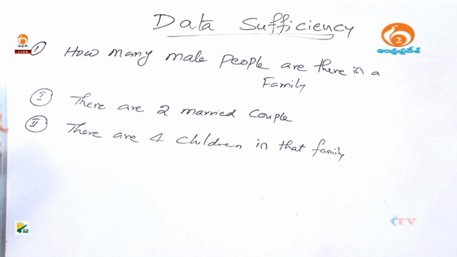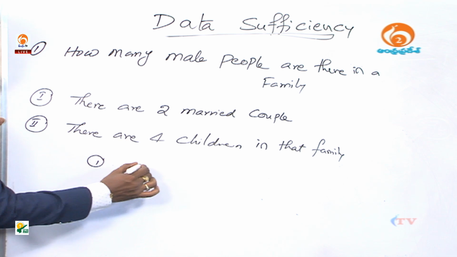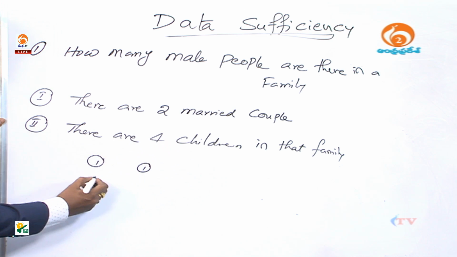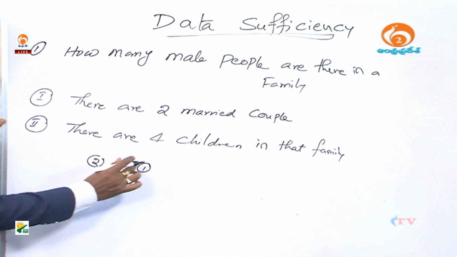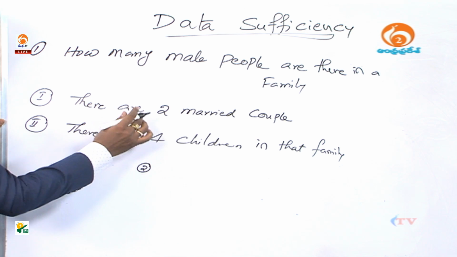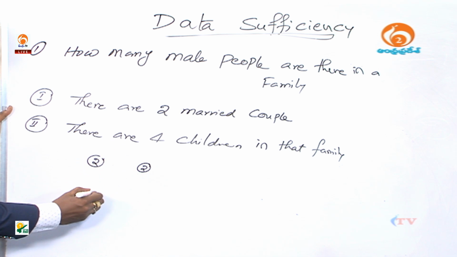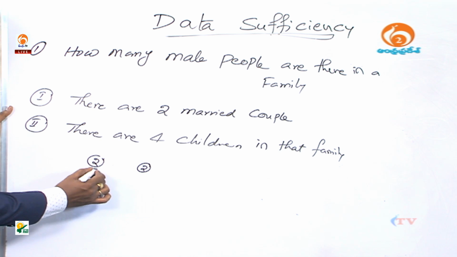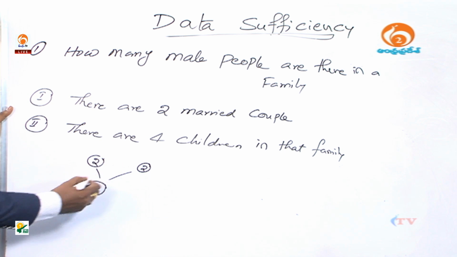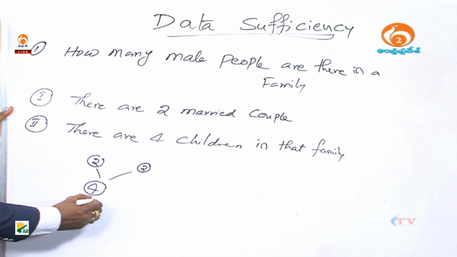Two married couples means one male and one female, and another male and female, so two males and two females, definitely by using the first condition. And the second condition, there are 4 children in that family. Those 4 children are either male or female; 2 males is possible, 2 females is possible.